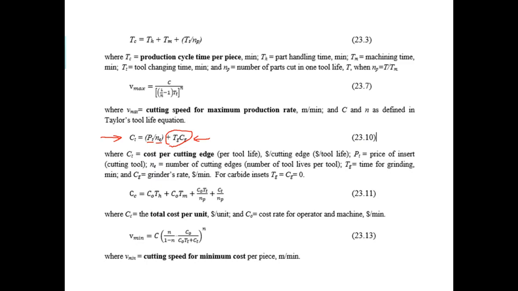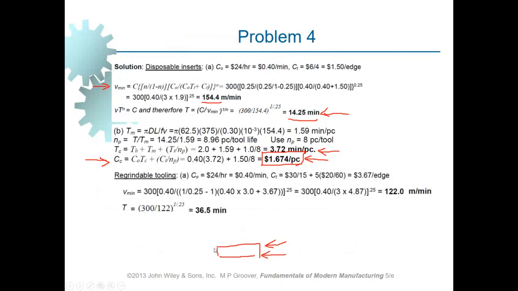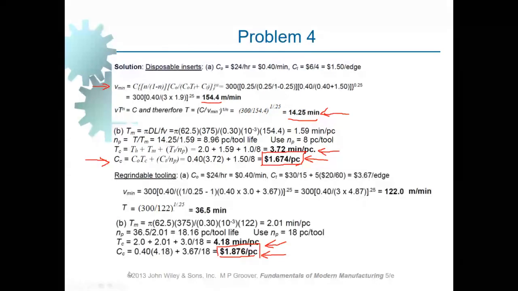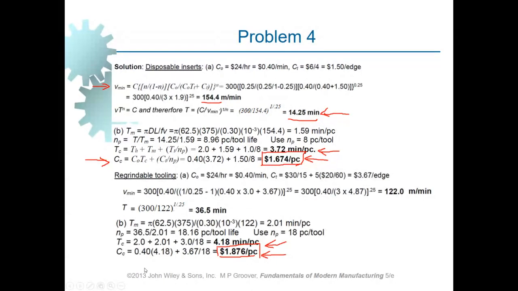However, in the case of disposable inserts, the cost of the insert is directly given. So for the case of regrindable cutting tools, we've got to make use of equation 23.10 in order to get the value of CT. And that is what was taken into consideration in the problem that we just considered right here. Right here, in order to compute the value of the insert, we've got to make use of equation 23.10 in order to get the value done. And that is computed right here.